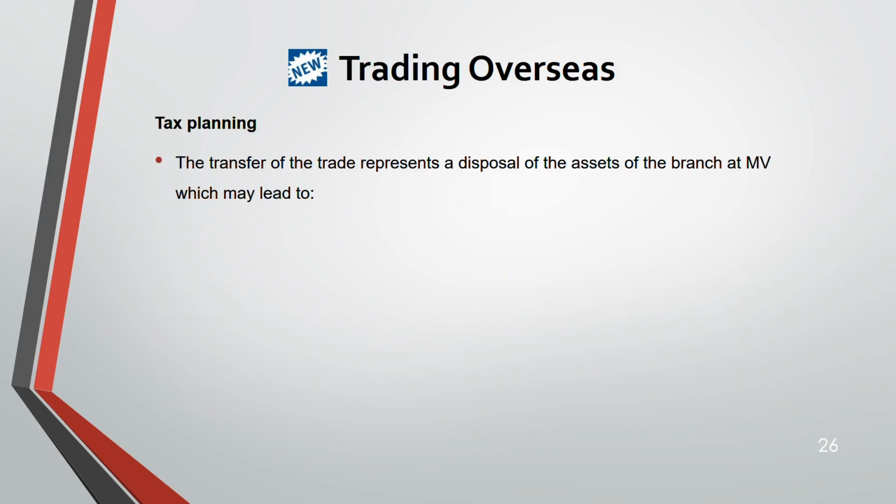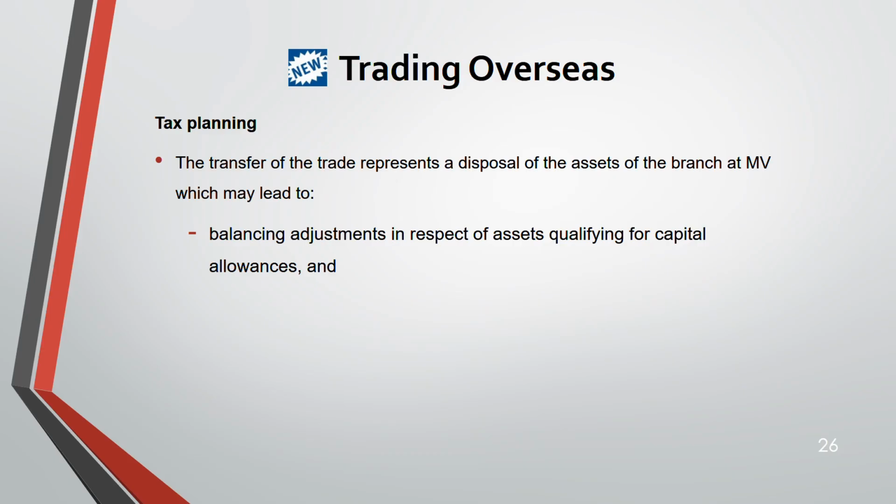Next, you transfer the trade. The transfer of the trade represents a disposal of assets. It's like you're disposing of the assets of the branch to the subsidiary, right? At what? At market value. So when you're disposing of the assets of the branch at market value, it leads to a balancing adjustment for those assets which qualify for capital allowances, and it leads to chargeable gain.